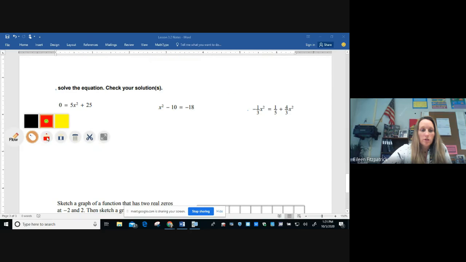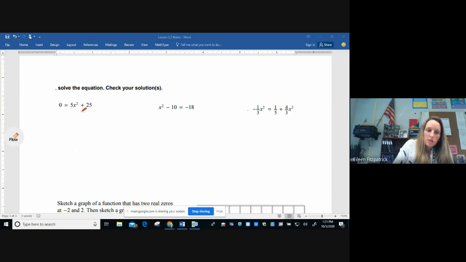Solve the equation, check your answers. Okay, so isolate the variable, just like we normally would solve an equation. So I'm going to subtract 25 from both sides. So I have negative 25 equals 5x squared. I'm going to divide both sides by 5. So I have negative 5 equals x squared.